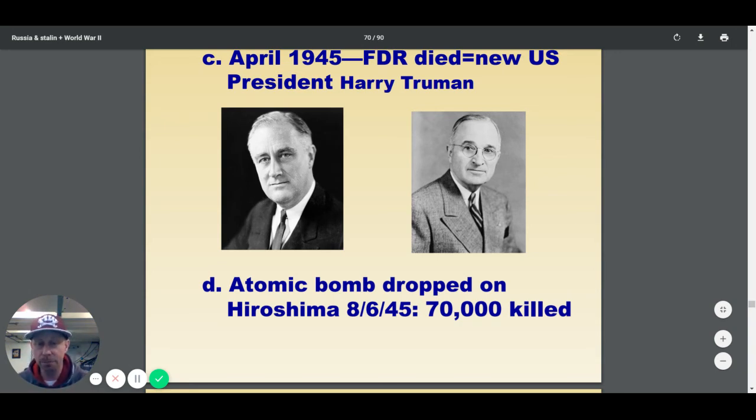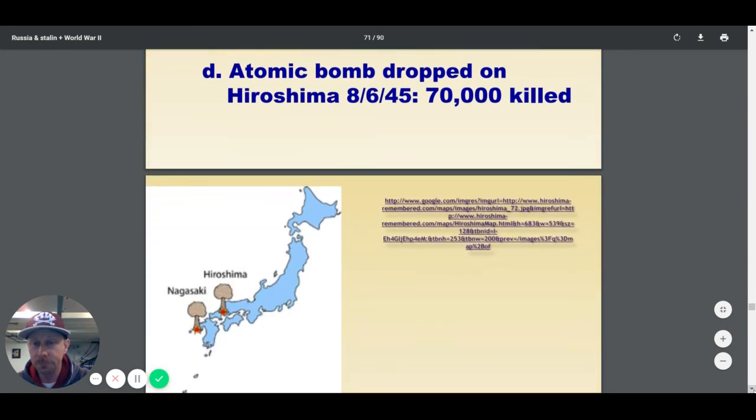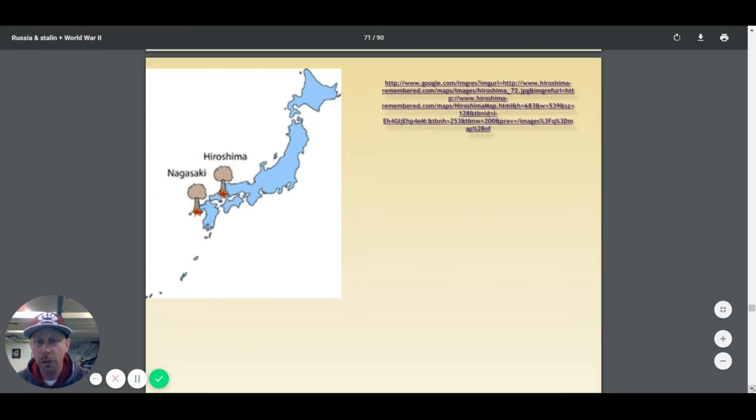70,000 Japanese people were killed. We did not pick a military place. We did not pick Tokyo, which had millions of people. We picked a smaller city in hopes that they would want to give up right away. But the Japanese did not surrender after we used the first atomic bomb. So a few days later, we're going to use another atomic bomb on Nagasaki.